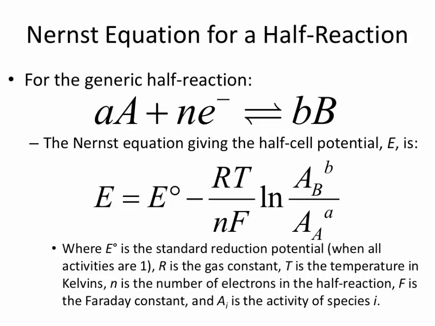R here is the gas constant, just like in PV equals nRT. T here is the temperature in Kelvin. n is the number of electrons in the half reaction, that's this n up here. And F here is the Faraday constant, and then the a sub i, so either the a sub A here or the a sub B there, is the activity. So this term is the activity of A, and the a sub B here is the activity of B, and then they are raised to the little a or little b, the coefficients up here in our reaction.